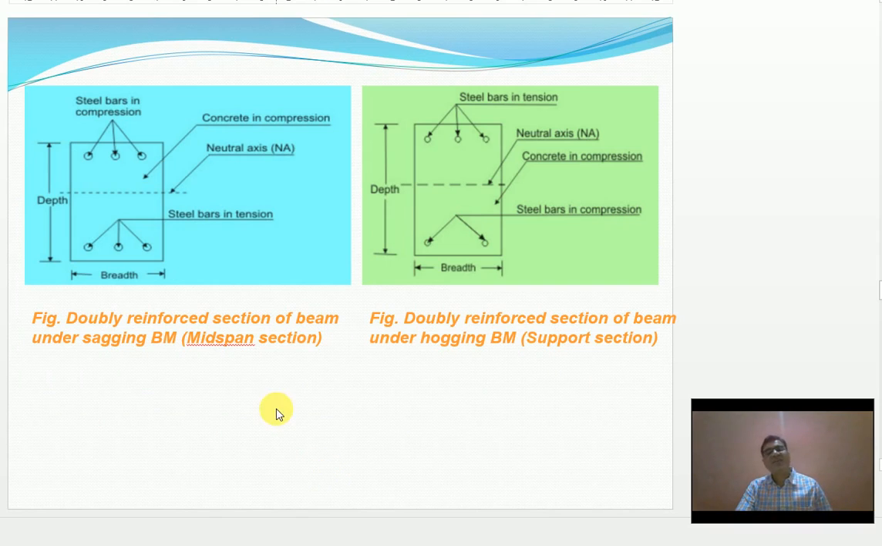Now in this slide, double reinforced section, see in the first diagram, the steel is provided at bottom also and at top also.